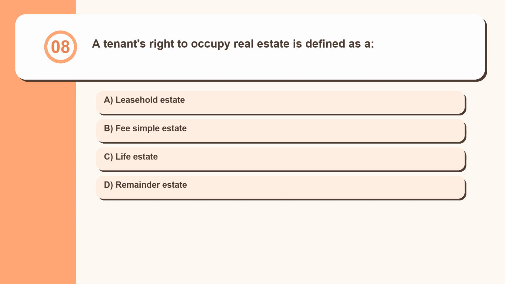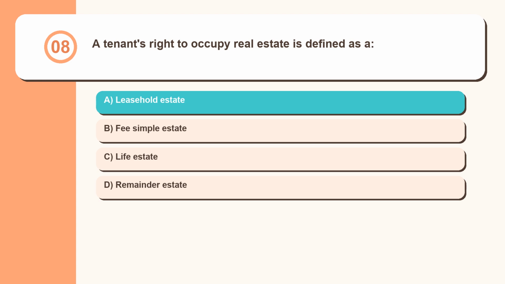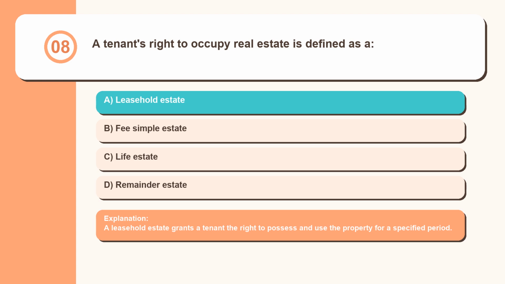Question 8. A tenant's right to occupy real estate is defined as a leasehold estate, fee simple estate, life estate, remainder estate. A leasehold estate grants a tenant the right to possess and use the property for a specified period.